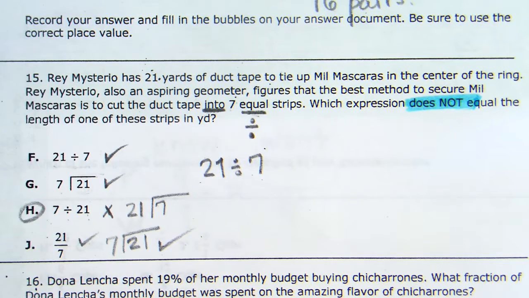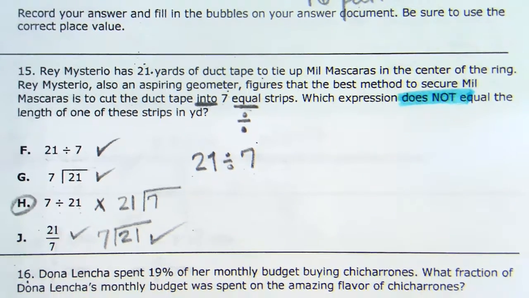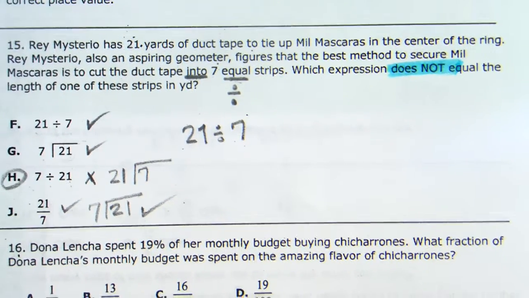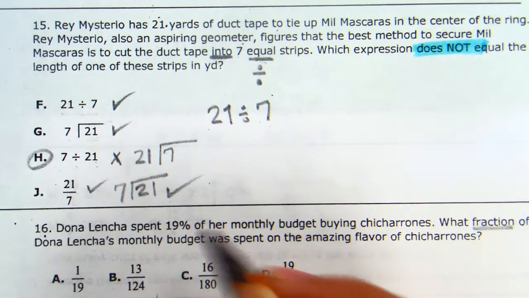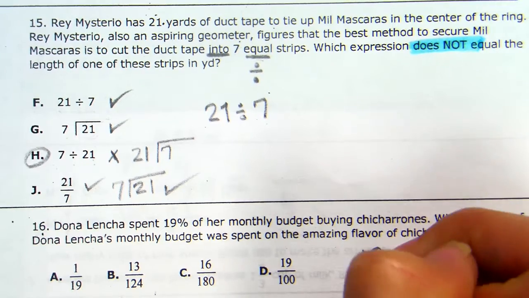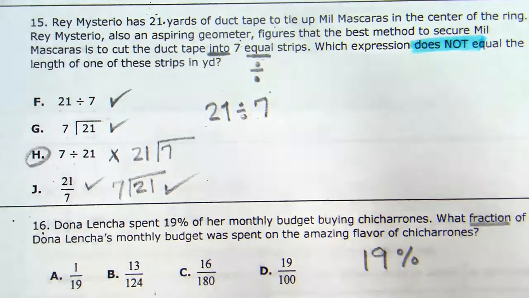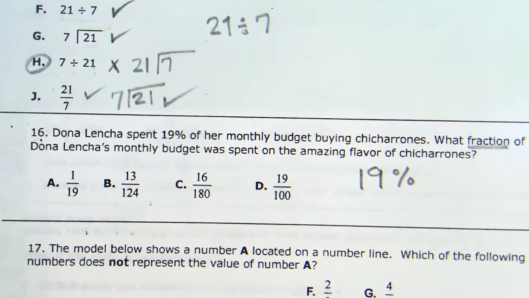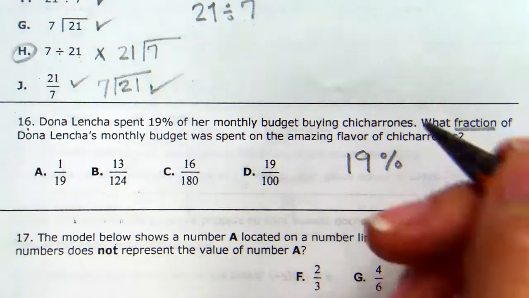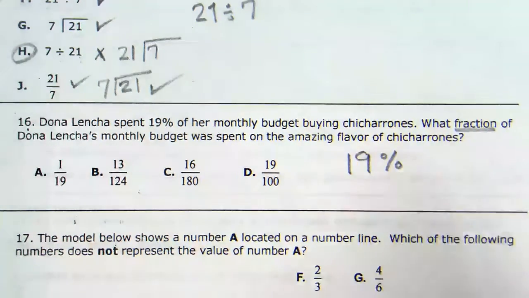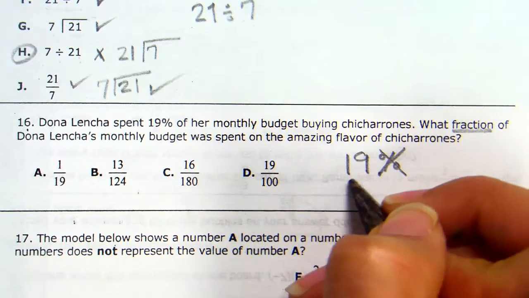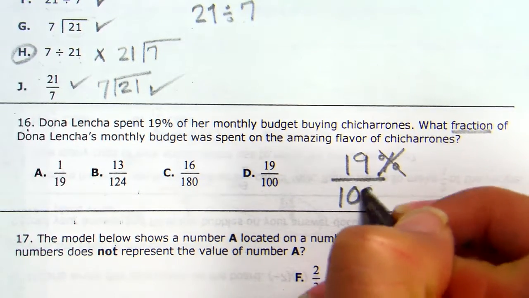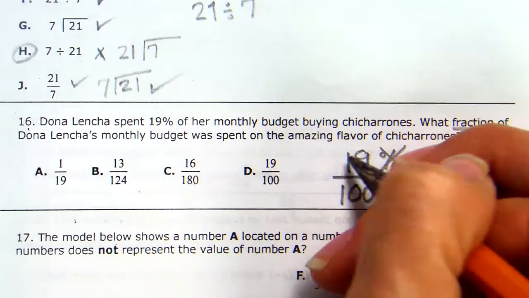Number 16, Doña Lencha spent 19% of her monthly budget buying chicharrones. We need to express it as a fraction. Just remember, 19% means out of 100. Even if you know Spanish, it's por ciento, out of 100, de 100. So you get rid of the percent sign, and you just put it on top of 100. And you just have your answer.